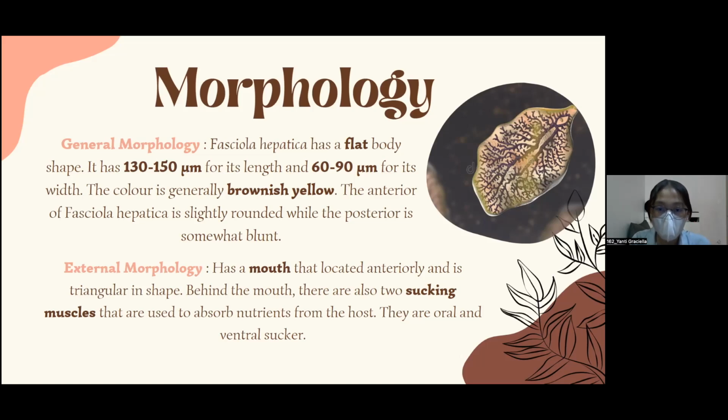You can also see the picture beside. For the external morphology, Fasciola hepatica has a mouth that is located laterally and is triangular in shape. Behind the mouth, there are also two sucking muscles that are used to absorb nutrients from its host. They are the oral and ventral suckers. The oral sucker encircles the mouth and is 1 millimeter in size. The ventral sucker, also called the acetabulum, is located far from the anterior, specifically on the ventral side of the body.